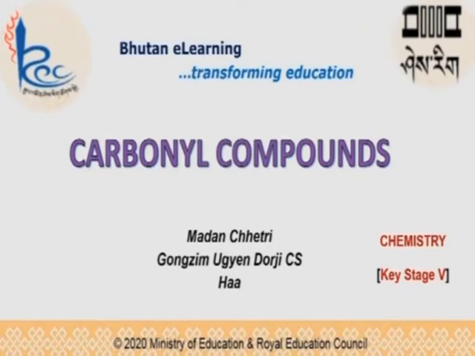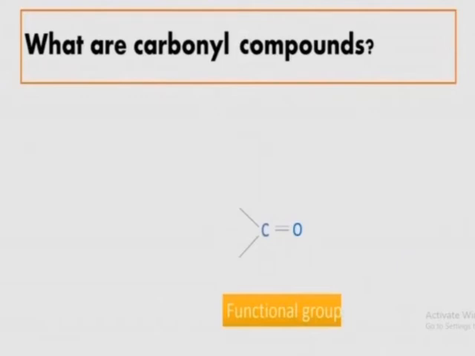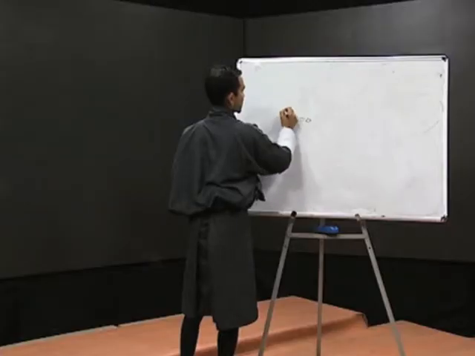So for today's lesson, I have carbonyl compounds, and it is very important to know that carbonyl compounds are an important class of organic compounds. Before we go into our topics, let's see what carbonyl compounds are. Carbonyl compounds are compounds having the functional group C=O. This is how we write it.